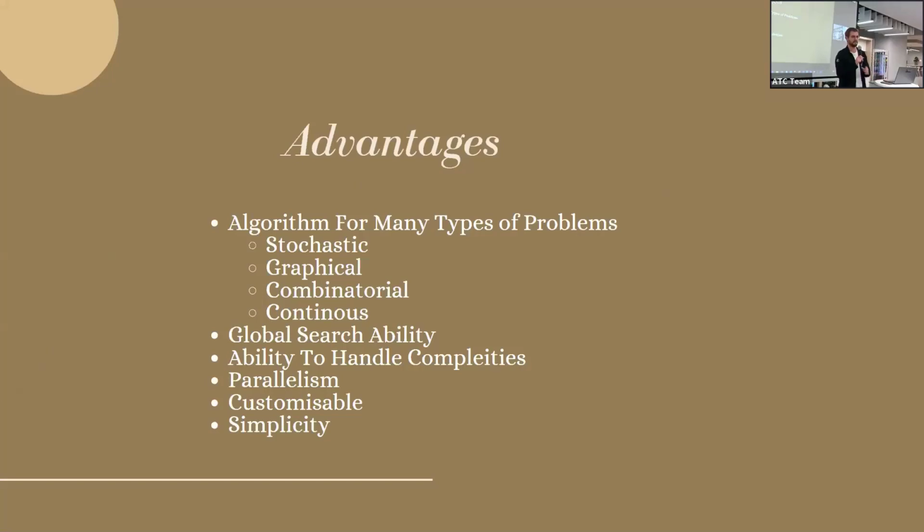But what are the advantages of using a population-based algorithm? One big group of this is that you can typically find an optimization algorithm for many problems that you can face, from stochastic to graphical to combinatorial and continuous. Typical benefits of this is due to the fact that when you're using a population, you can easily search across a large space of your search space, giving you a better ability to find minima or maxima depending on what you're looking for.